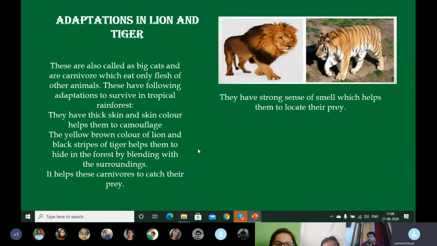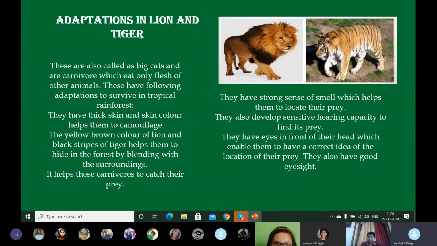They have a strong sense of smell which helps them locate their prey from a distance. Sensitive hearing also helps them to catch prey. That's why from a distance they can hear and smell their prey. They have eyes in front of their head, like human beings, not on the sides, which helps them get a correct idea of the location of their prey.